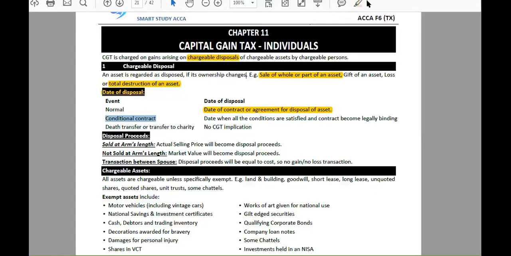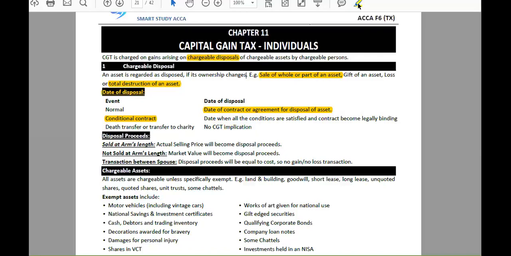Contingent contracts are the contracts which depend upon certain conditions to become legally binding. For example, I'm saying I will sell a building if the profit of my business is 1 million in the current year. If the profit of my business is 1 million for the current year, only then I will sell a building. And I have agreed all the terms and conditions for the disposal of the building.